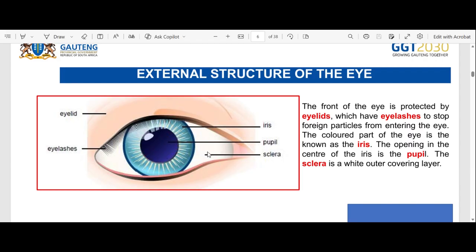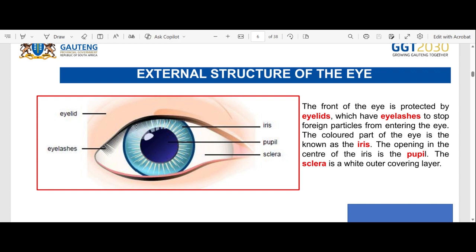And there's this white layer you see here. The white layer is called the sclera. And what's the function of the sclera? We're going to repeat the function when we get to the internal structure of the eye. So what's the function of the sclera? The function of the sclera, this white inelastic layer, it's called the sclera. The sclera protects the inner parts of the eye. It protects the inner parts of the eye. Or you can say also it maintains the shape of the eye. So we're done with the external structure of the eye.